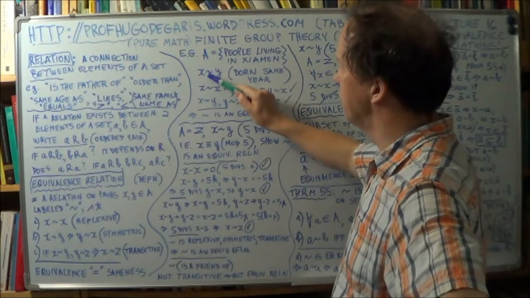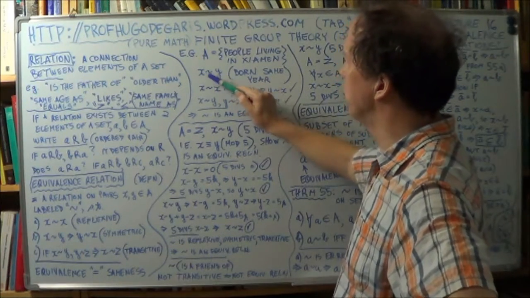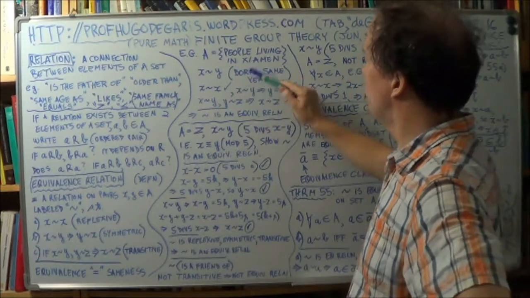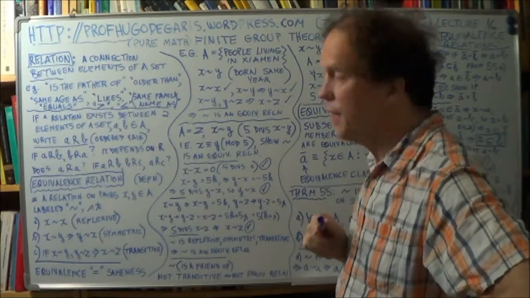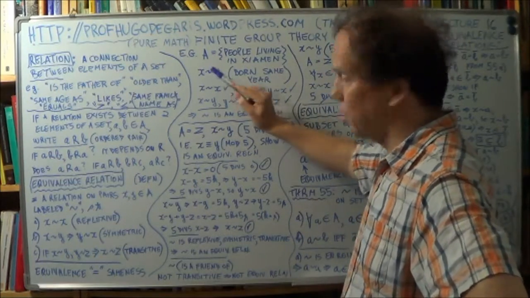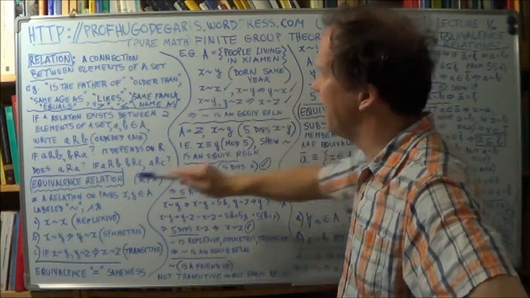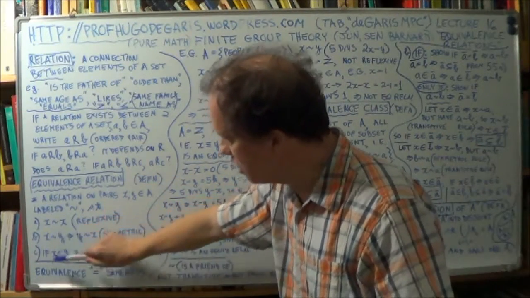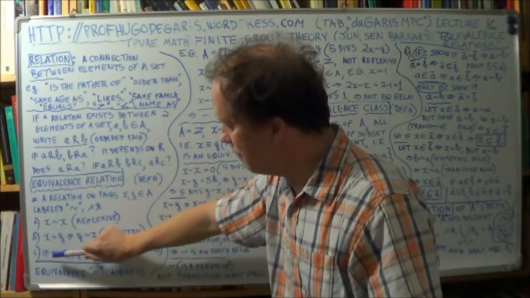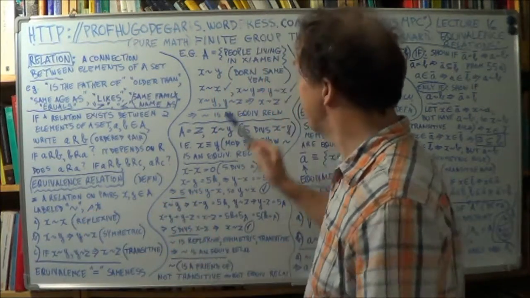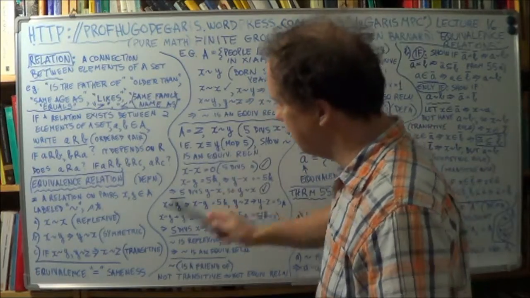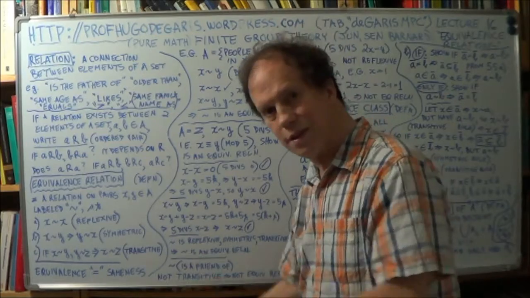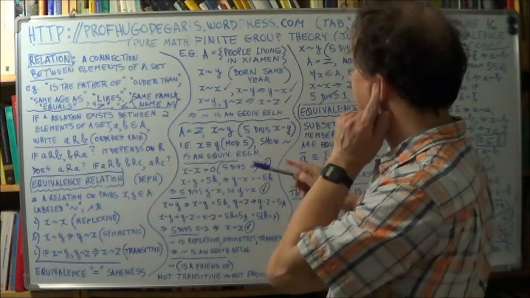So let A be all the people living in Xiamen, right? And the relation between any two people, any two members of this set, okay? And that relation is born the same year. They were born in the same year. So the question is, is this relation here an equivalence relation? In other words, does it obey these three conditions? Does it have these three properties? In other words, is this relation, born in the same year, reflexive, symmetric, and transitive? That's the exercise. That's the question, all right?